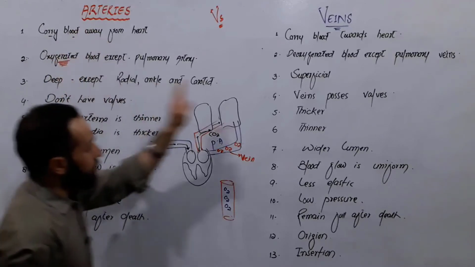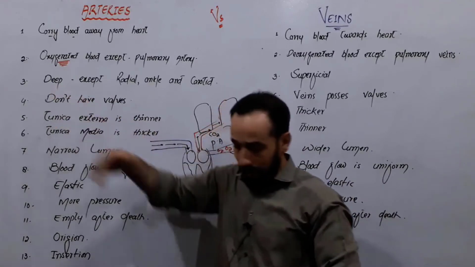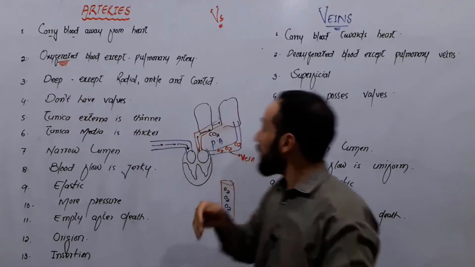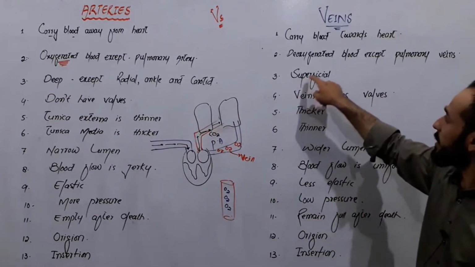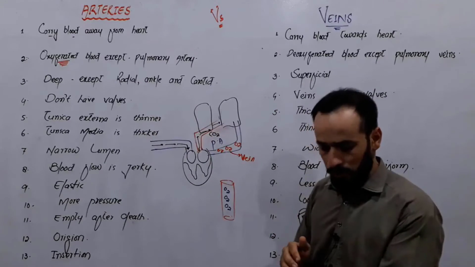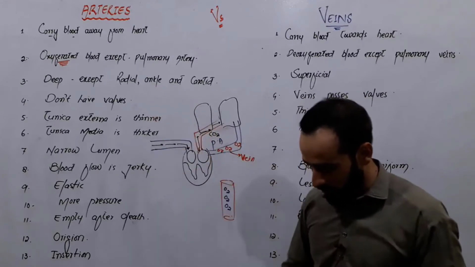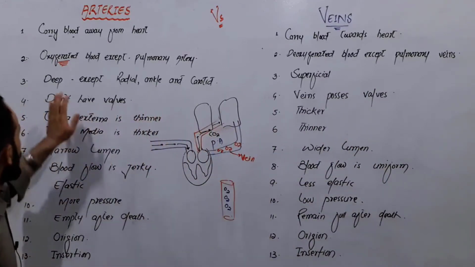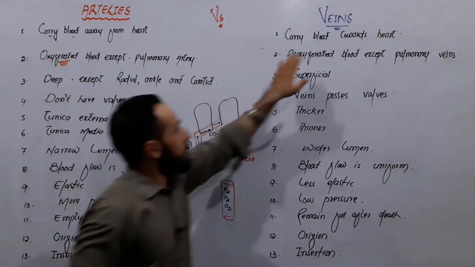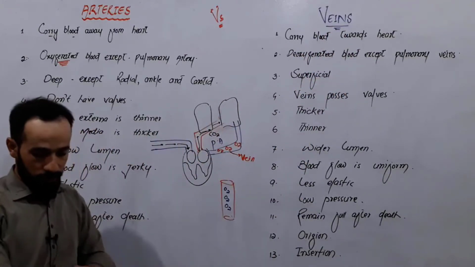Next difference between arteries and veins is that all arteries are deeper in the body, right? Arteries are located deep in the body, and mostly veins are located superficially in the body. So this is another difference. But some arteries are also superficial, for example, radial artery, carotid arteries, and the arteries which are in the ankle region, right? So, arteries are mostly present deep in the body, and veins mostly are present superficially in the body, like we can see here the veins, right?